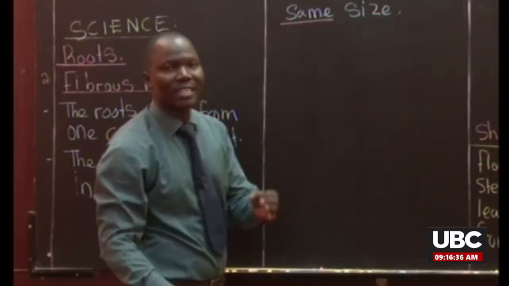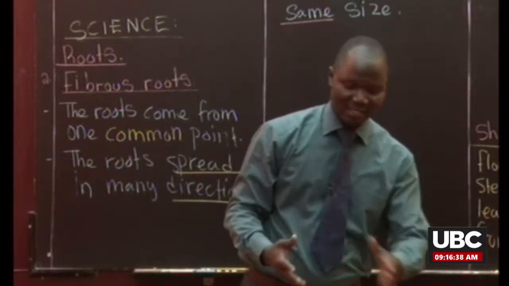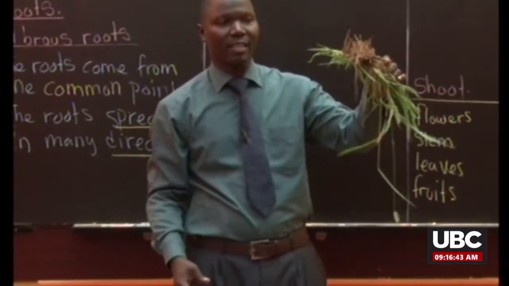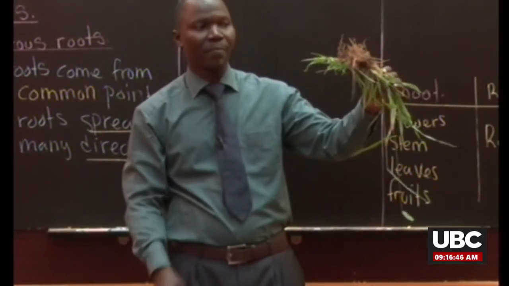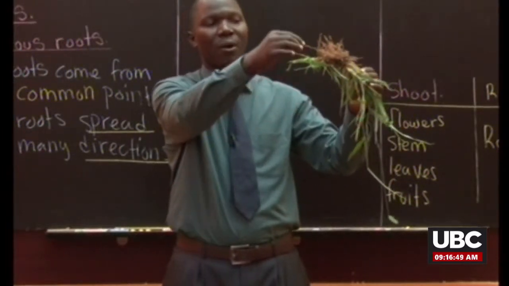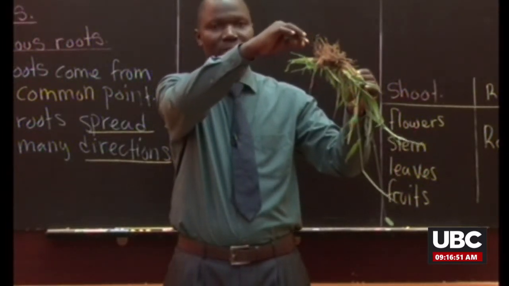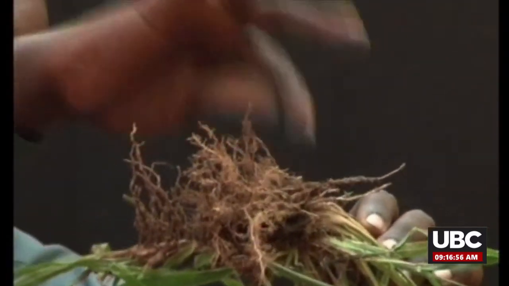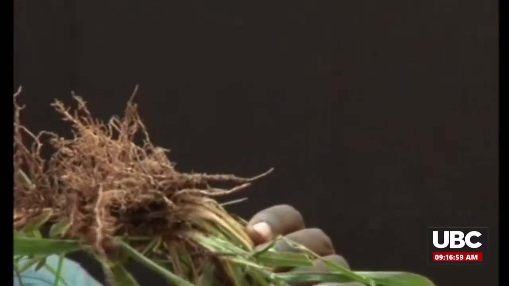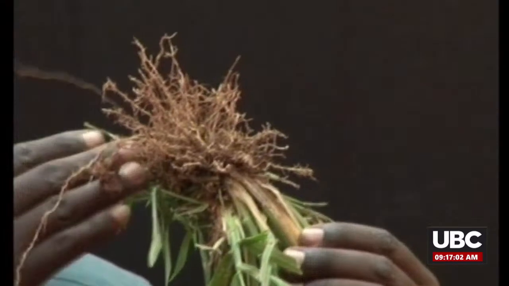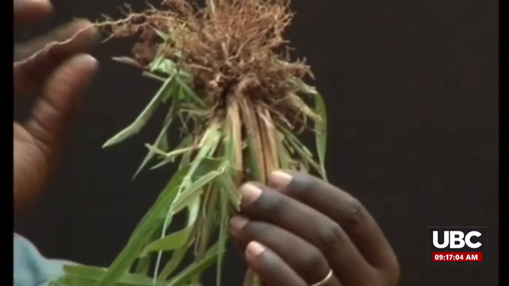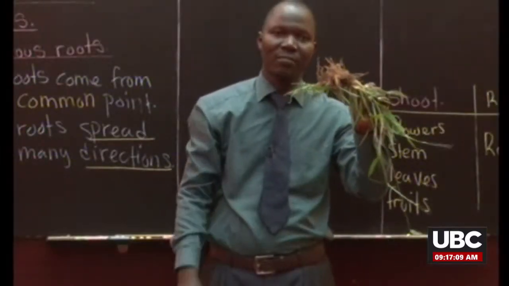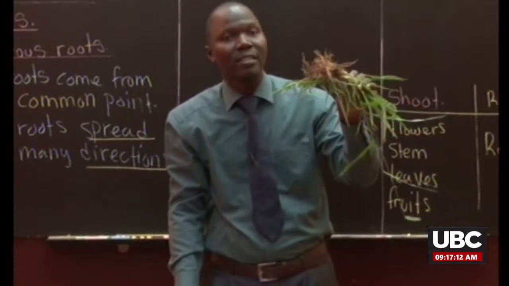The roots are of the same size. Children, look at our diagrams carefully. The sizes are almost the same. And once you see this type of roots, once you uproot and you find a plant with this type of roots, then it qualifies to be a fibrous root.